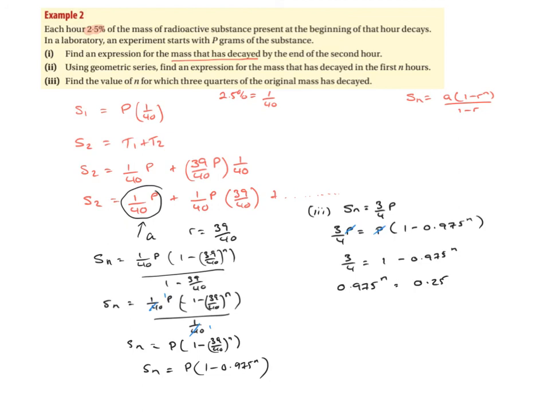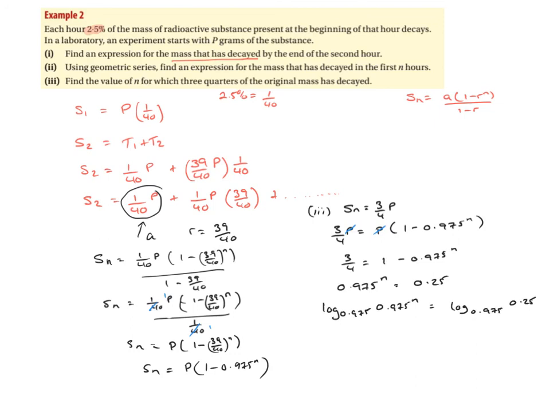And now we've got to undo this exponent. So undo this exponent, and that means we have to take logs, both sides. Whatever the base is, that's the log that we're going to do. So here we go: log to the base of 0.975 of 0.975 to the power of n is equal to log to the base 0.975 of 0.25. And from there, guys, it's just calculator work.